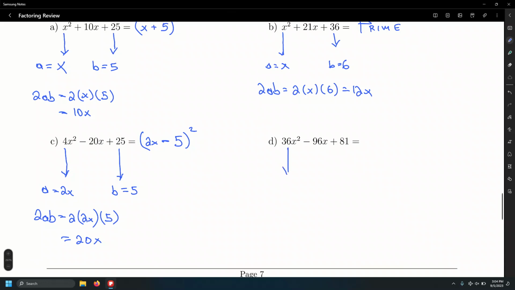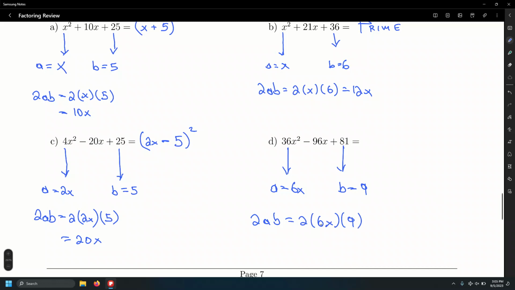So again, let's find the quantities A and B. The A is going to be the quantity whose square is 36x squared. What's that quantity? 6x. And what about the quantity whose square is 81? 9.